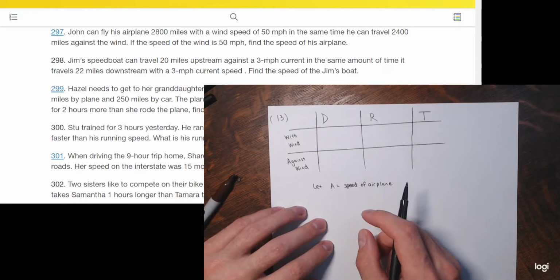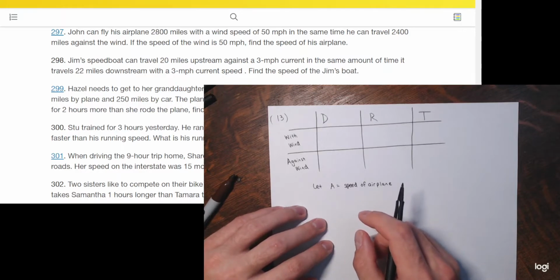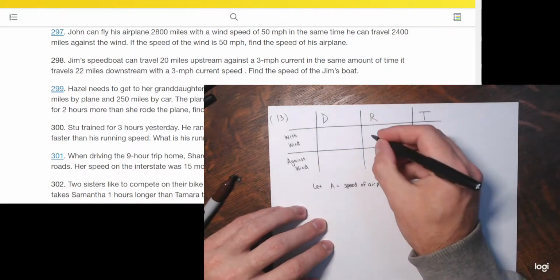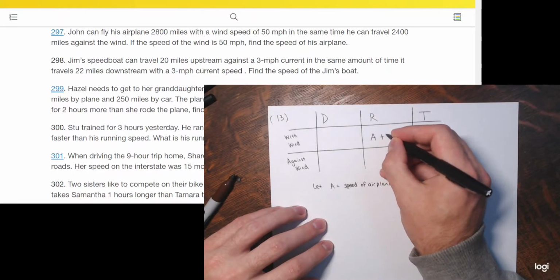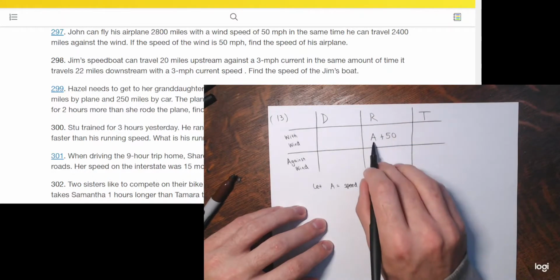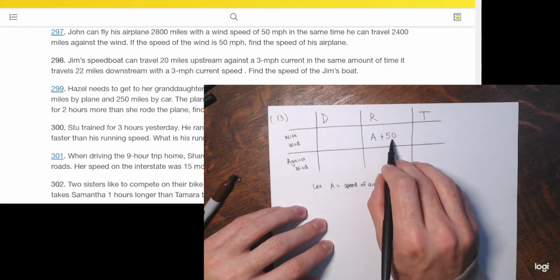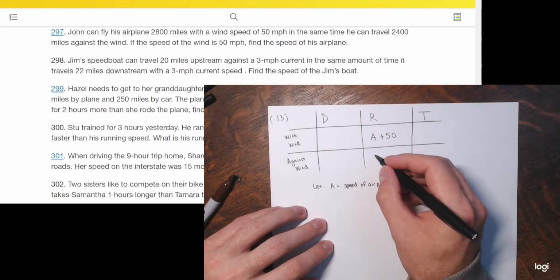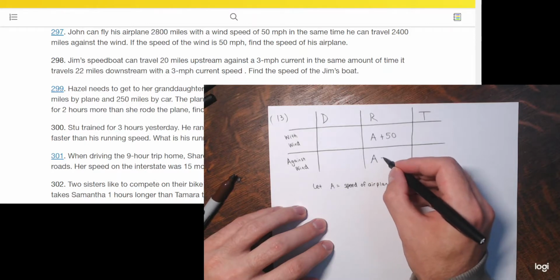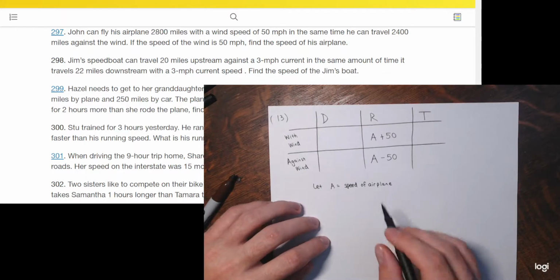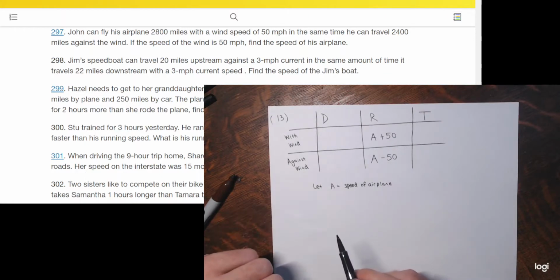Now remember, the wind speed is 50 miles an hour. So with the wind would be A plus 50. Right? You have the speed of the airplane plus the speed of the wind at your back. And then against the wind's rate would be the airplane speed minus 50. Right? You're slowed down by the wind. I hope that makes sense. Again, this is very similar to questions 1 through 4.